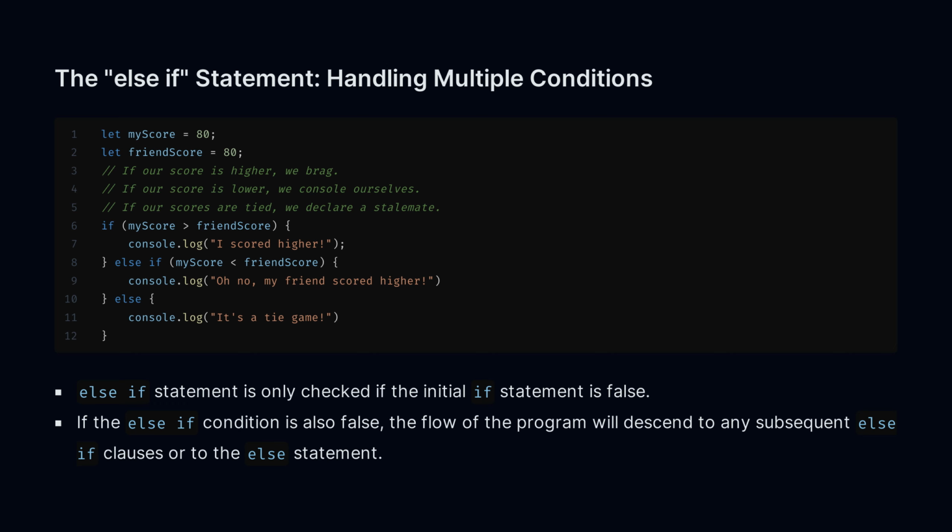In the JavaScript code snippet on the slide, we've got three possible conditions. Now, our program not only checks whether my score is greater than friend's score, but also checks if it's less than friend's score. If both these conditions are false, meaning the scores are equal, it moves on to execute the else statement. The else-if clause is only checked if the previous if statement is false. If the else-if condition turns out to be true, its block of code will be executed. However, if the else-if condition is also false, the program will descend to another else-if clause or the else statement.